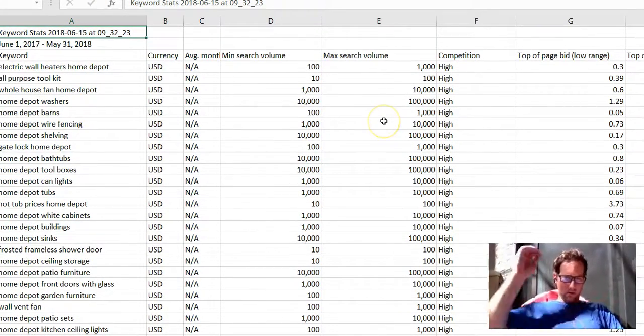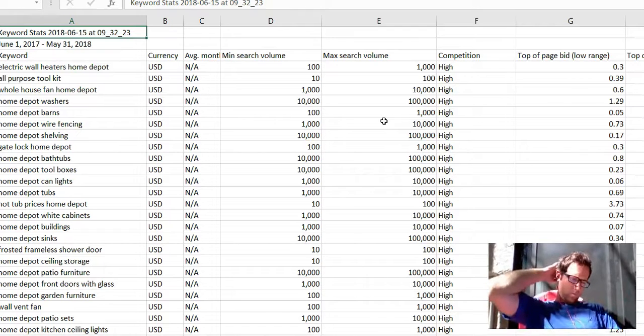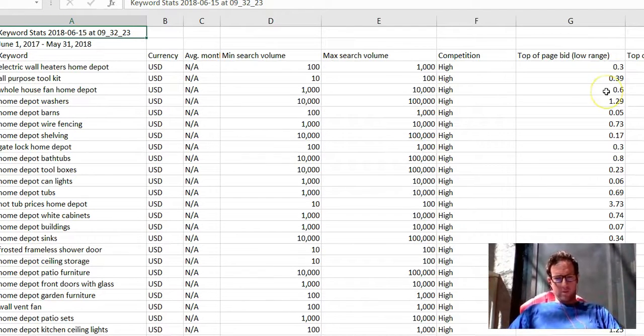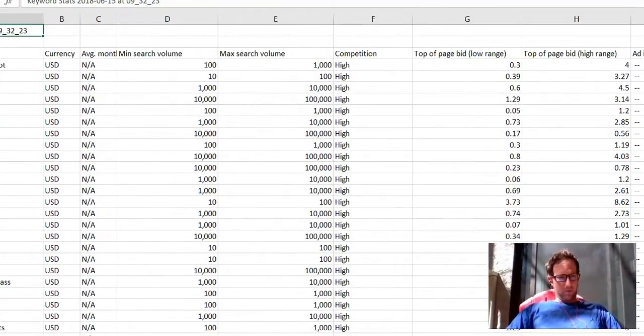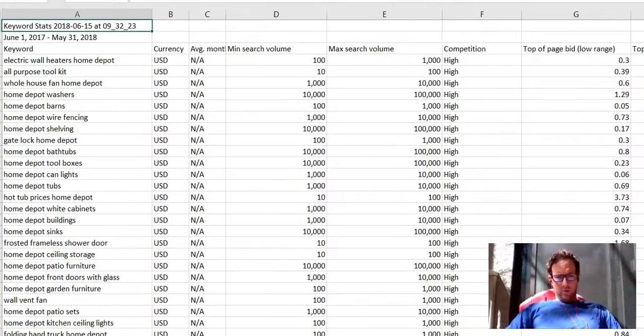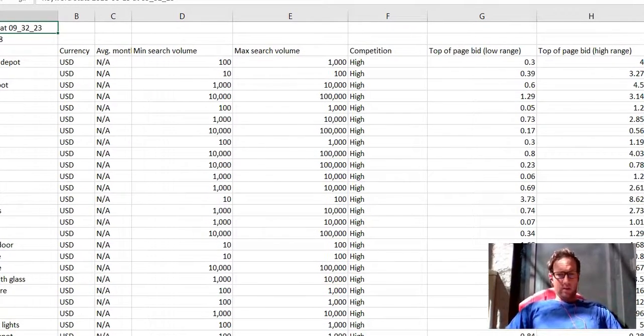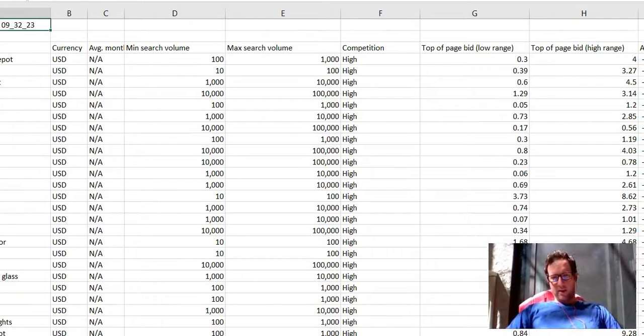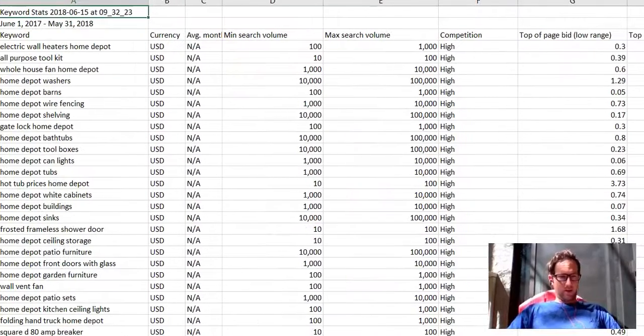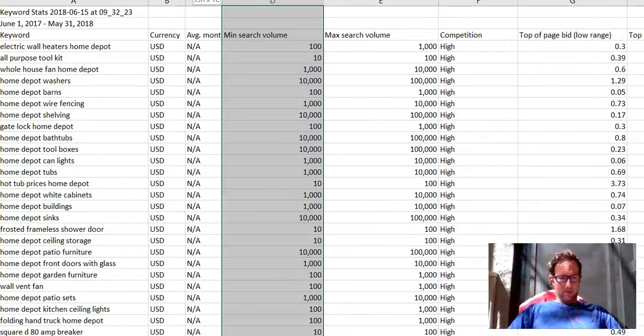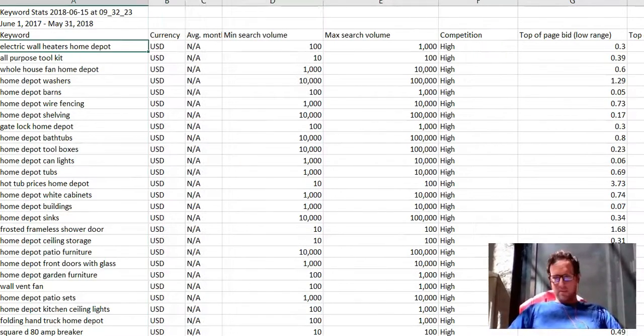And so from here, you can sort it however you want in order to determine what the most profitable terms are that you're trying to rank for if you're doing affiliate. And this is just one example, but you could do something where you're basically multiplying the maximum search volume with the top of page bid, the high range, right? And then figuring out some sort of number based on that, and then ranking and listing these keywords based on that number. That might have sounded confusing, but anyway, you get the idea, hopefully.